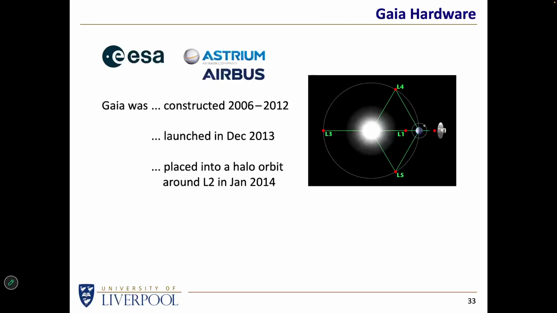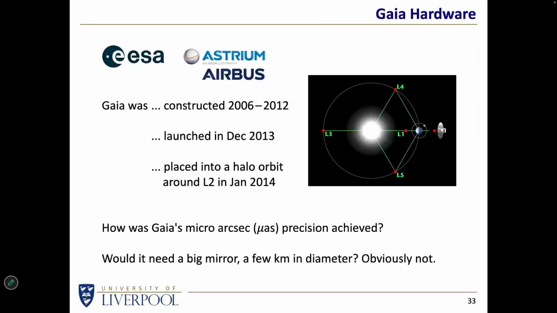We come back to the question. We know that large mirrors produce high resolution. That's why James Webb has got a large mirror compared to the Hubble. But how do you achieve micro arc second resolution? Do you need a mirror a kilometer or so in diameter? Well, clearly not. We've just seen that Gaia is only a few meters or so in size. So we can't possibly use a large mirror, so what tricks do we come up with to give us the resolution without having a large mirror?